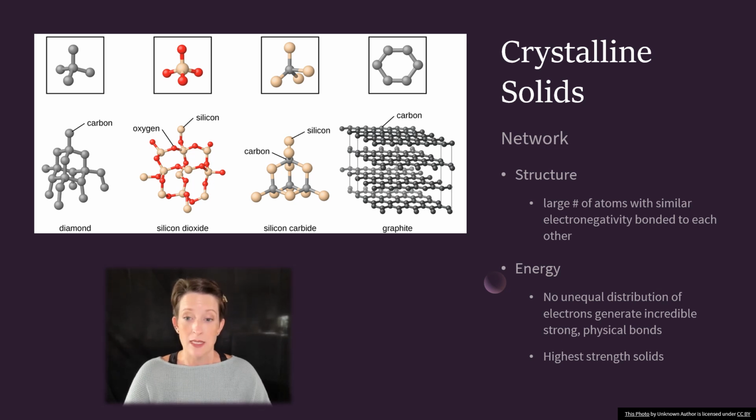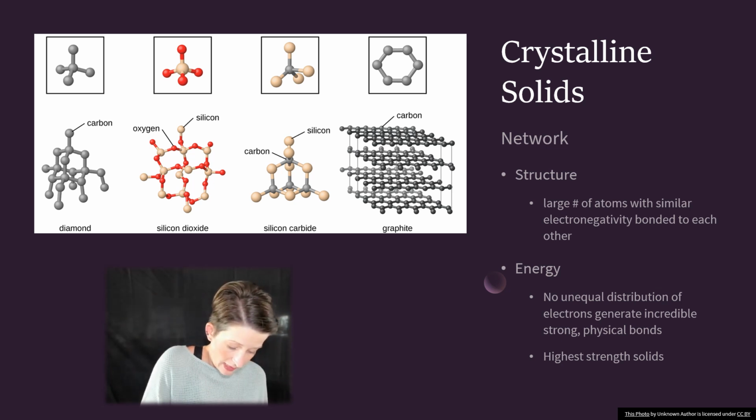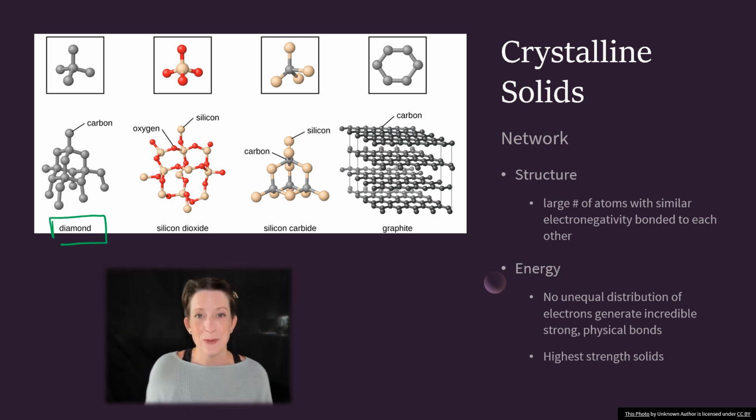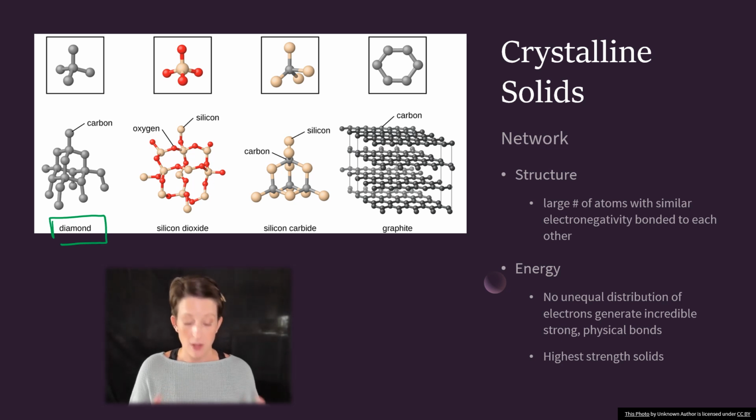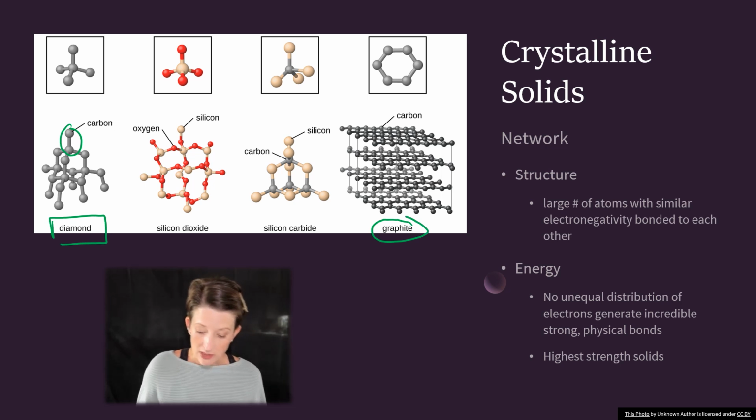What it is, it's a large number of atoms with similar electronegativity to each other. The most common network compounds are actually carbon-based. Diamond, which is the hardest substance in the world, is all carbon, so the bonds between those carbons have no overall pull on the electrons within that bond, so there's no polarity. It's completely even, and it's that repeating structure. It's incredibly strong.